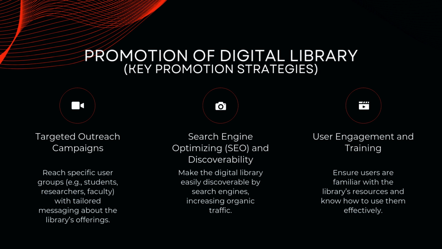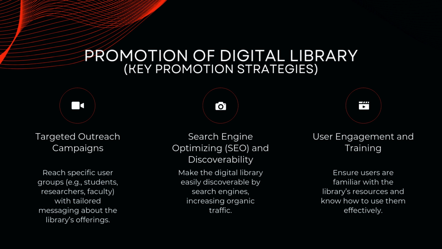The first strategy is targeted outreach campaigns. This involves reaching specific user groups, such as students, researchers, or academic staff, with tailored messages. For example, students may receive information about e-books and exam-related resources, while researchers are informed about access to academic journals and databases. Targeted promotion ensures that users are aware of resources that are most relevant to their needs.